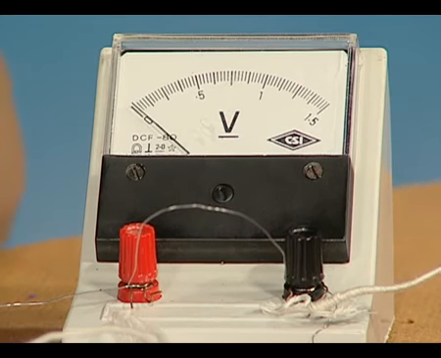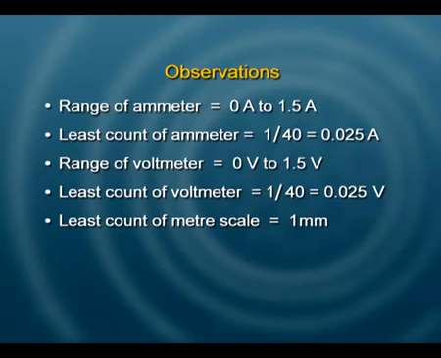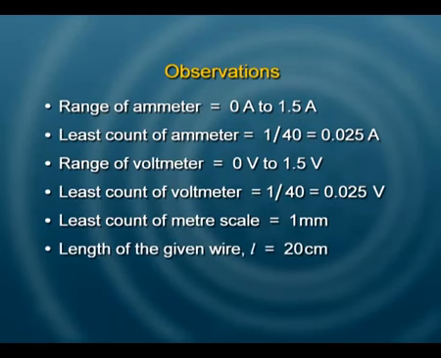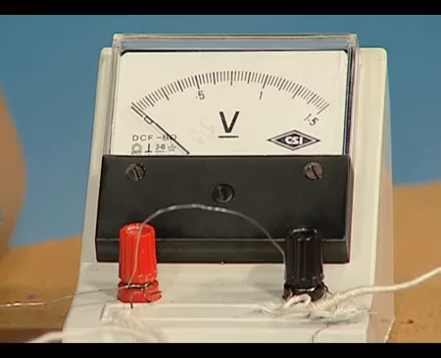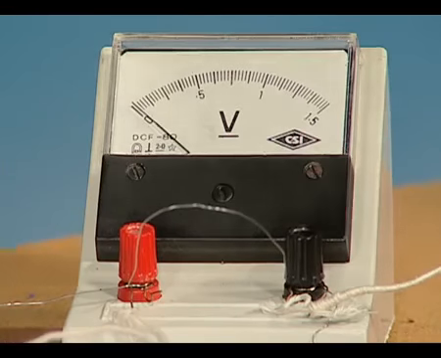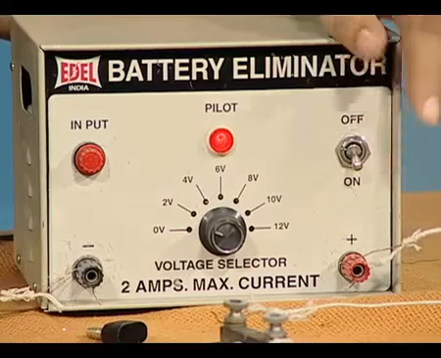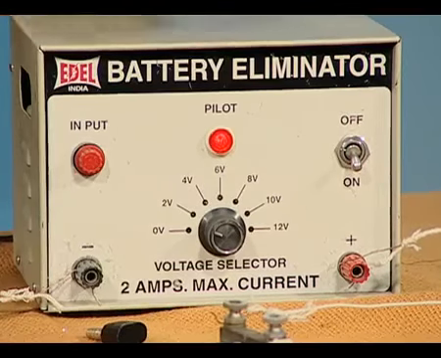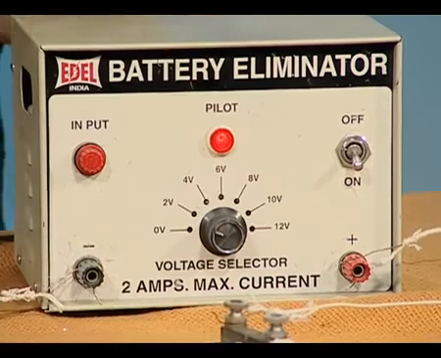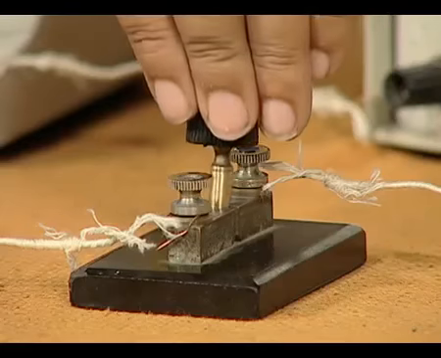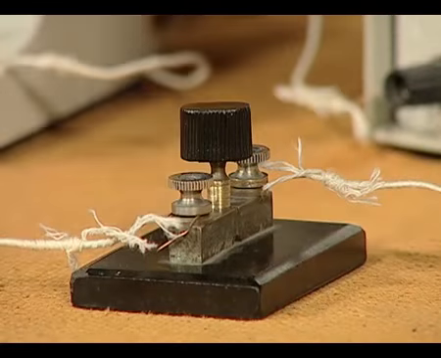Least count for the meter scale by which we measure the length of the resistance wire is 1 millimeter, and the length of the wire, as we had checked out, was 20 centimeters. Let us now start taking our readings. I switch on the eliminator, put the key in, and let us observe the reading in the ammeter.